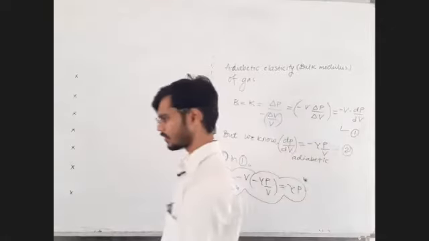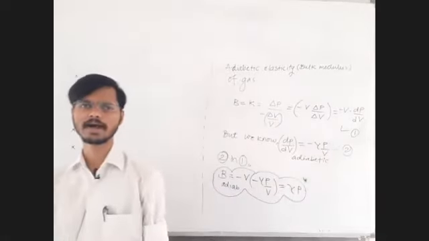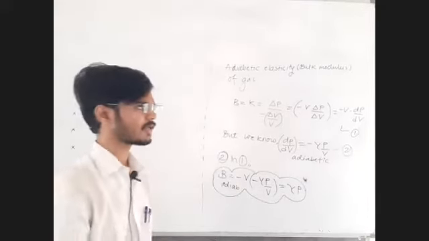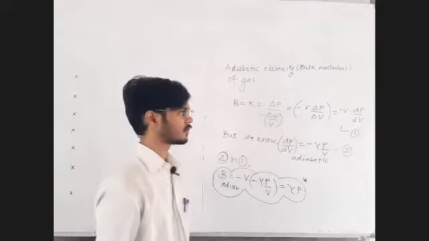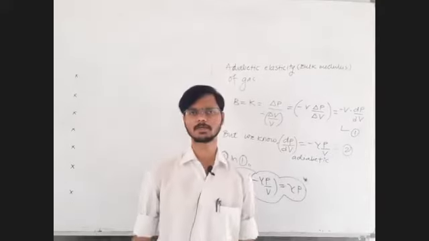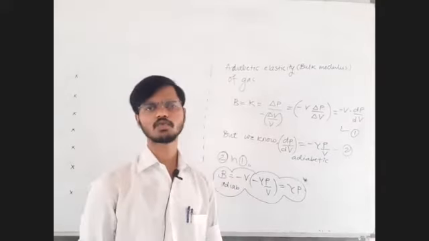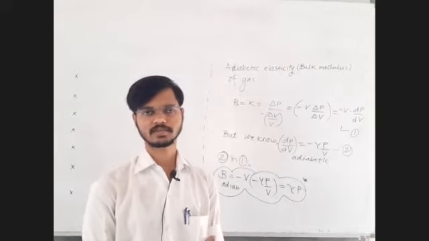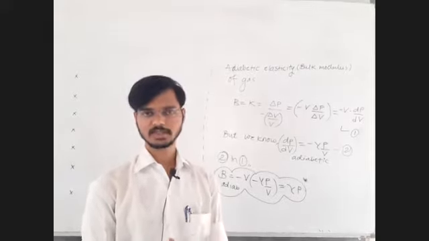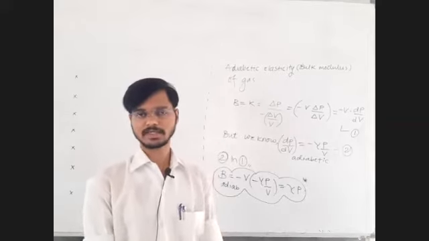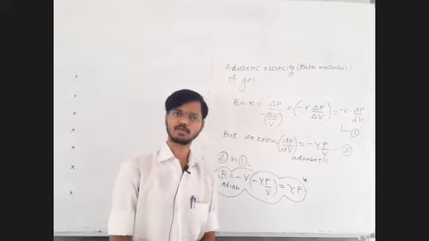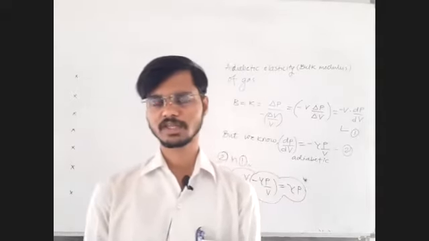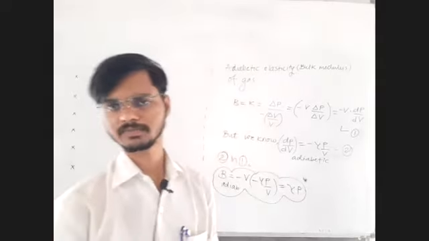Fine. Do we know work done in isobaric process? P delta V. What is the work done in isobaric process? Isobaric work done is P delta V, sir. What if volume data is not given? Isobaric, pressure constant, P delta V. Volume change will happen.